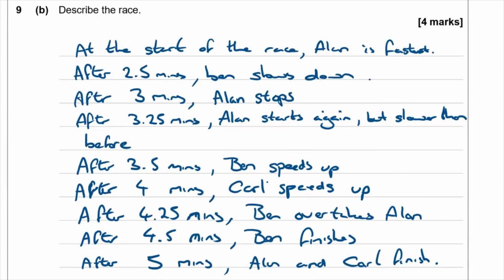So writing all that down in the question paper, at the start of the race Alan is fastest. After 2.5 minutes Ben slows down. After 3 minutes Alan stops. After 3.25 minutes, Alan starts again but slower than before. After 3.5 minutes, Ben speeds up. After 4 minutes, Carl speeds up. After 4.25 minutes, Ben overtakes Alan. After 4.5 minutes, Ben finishes. And after 5 minutes, Alan and Carl finish. So you can see I've written all those down just in chronological order, making a note of any changes along the way.